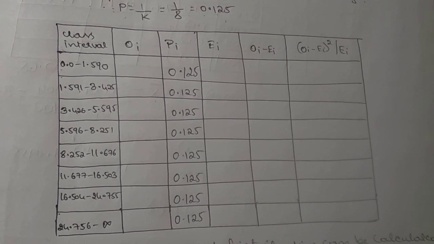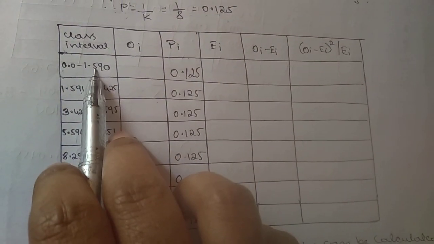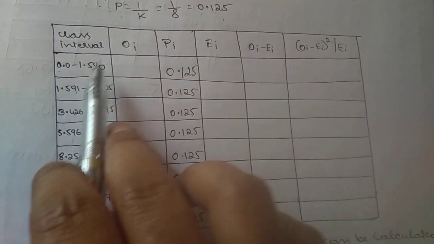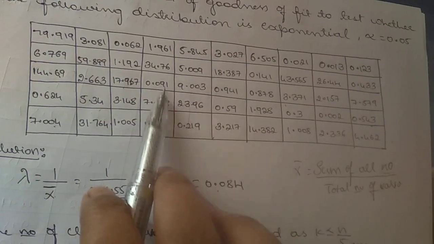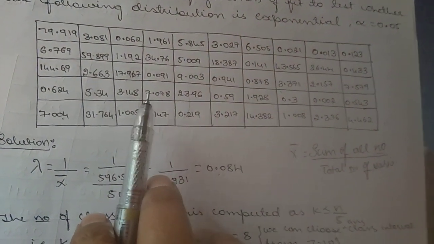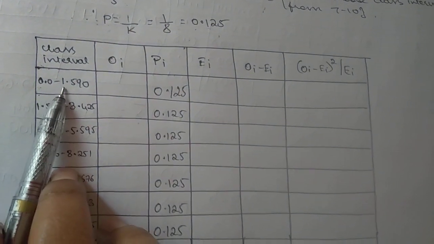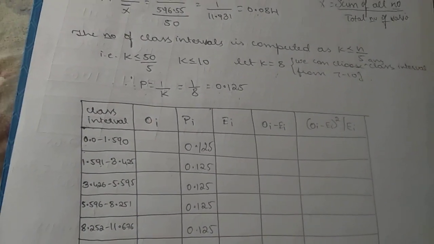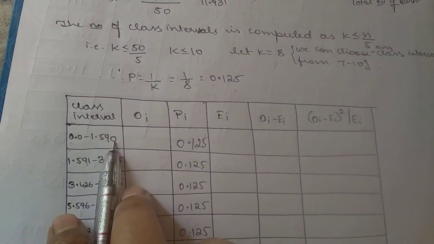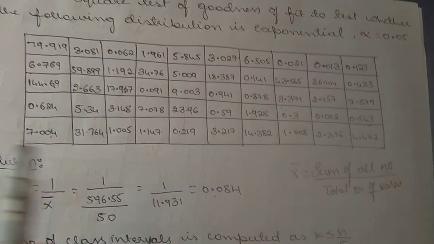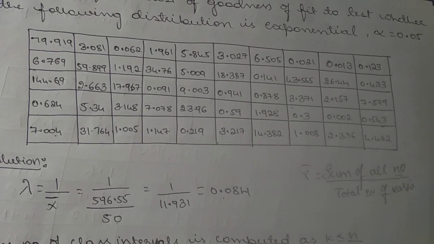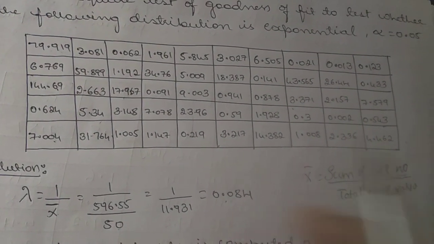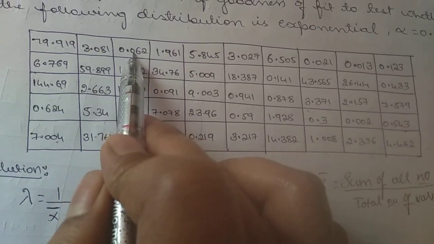How will you calculate the OI? We have a class interval. With this class interval, I have to calculate the OI value from this table. This is very important. You have to be very careful. See, from 0.0 to 1.590, as we have done in the chi-square test with the random numbers previously. In this range 0.0 to 1.590, how many numbers are there in this table? You have to search. See, this one, 1.